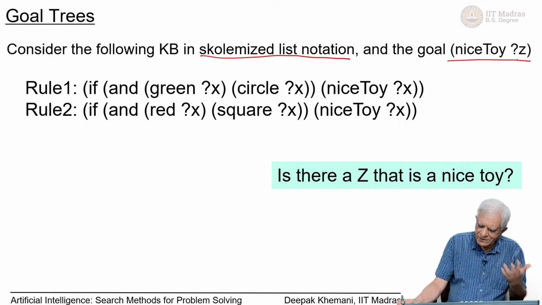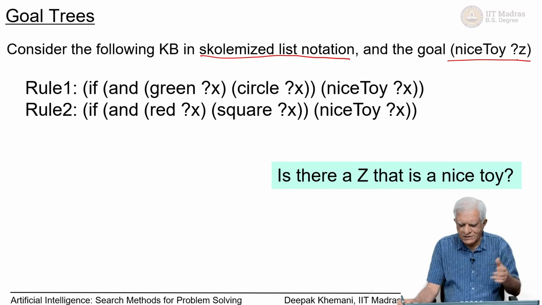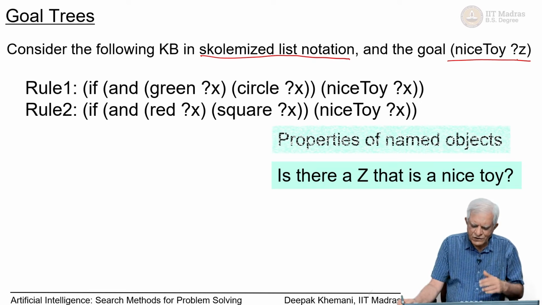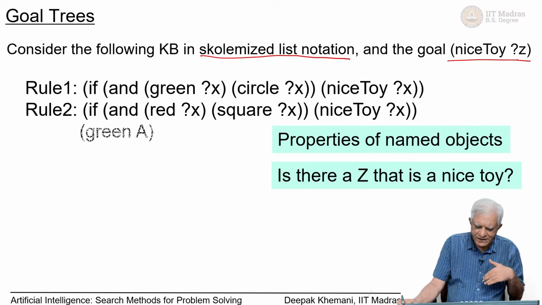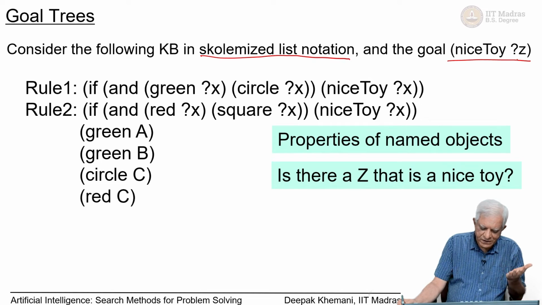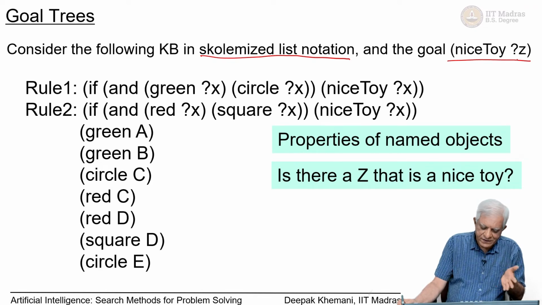What does our knowledge base contain? It contains some information about some objects, and these are as follows. Properties of some named objects A, B, C, D, E. So, we are saying A is green, B is green, C is a circle or has a circular base, C is also red, D is also red, D has a square base, and E has a circular base. So, let us say we have these 5 objects A, B, C, D, E, and we know these properties, that something is green, something is circular, something is red, and so on and so forth.